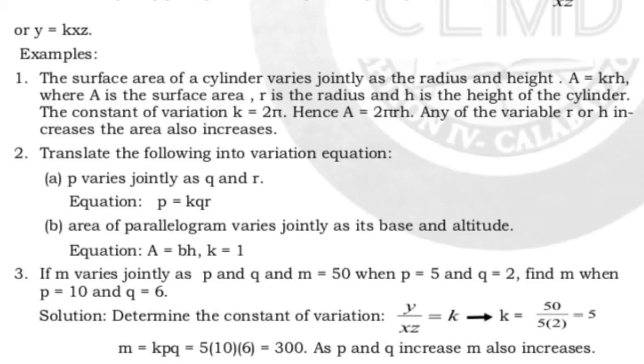So for the solution, we're going to determine the constant of variation. So we're going to use here, this is not y over x times z, but M. This should be M over P times Q equals k, or the constant of variation. Then substituting, M equals 50, so the numerator is 50 over P is 5, Q is 2, so 5 times 2. So 5 times 2 is 10, so we're going to have k equals 50 over 10, which is 5.